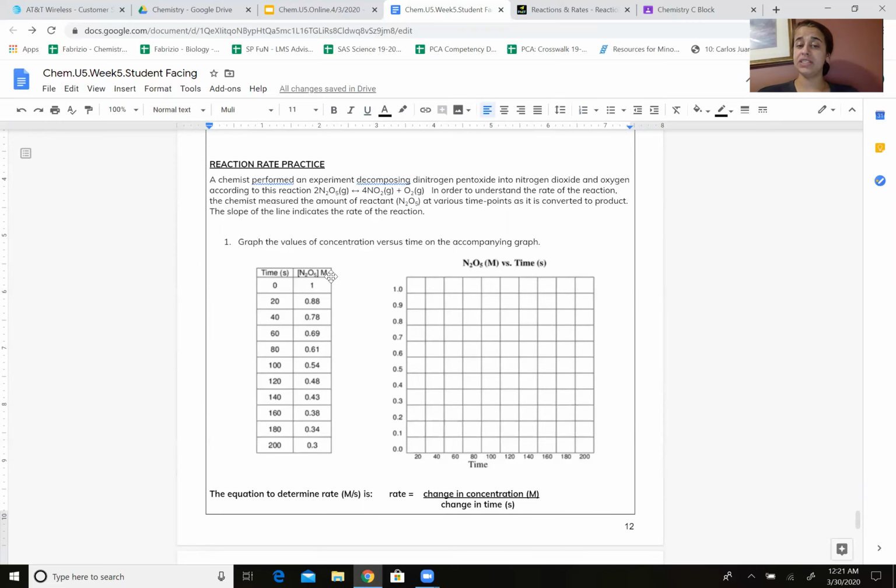You guys are going to graph this. It's pretty easy. It already gave us the scale on the y-axis, so time is on our x-axis, and the concentration of the dinitrogen pentoxide is on our y-axis, so you just need to label that. Make sure you're labeling what's over here. They didn't do that for you. So at time 0, our nitrogen pentoxide is 1.